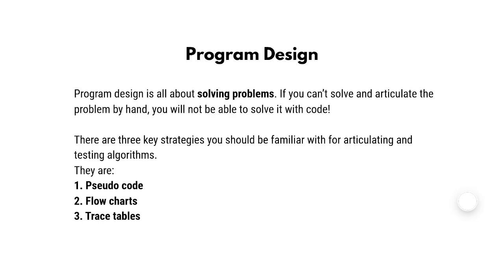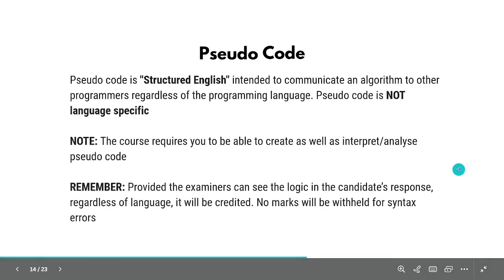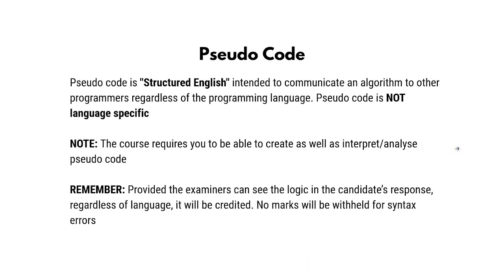There are three key strategies you should be familiar with when articulating and testing algorithms. There are pseudocode, flowcharts, and trace tables. I'm sure many of you are already familiar with pseudocode, so we'll quickly go through that. Pseudocode is basically structured English. It's intended to communicate an algorithm to other programmers or to yourself, regardless of the programming language. So pseudocode is not language specific.